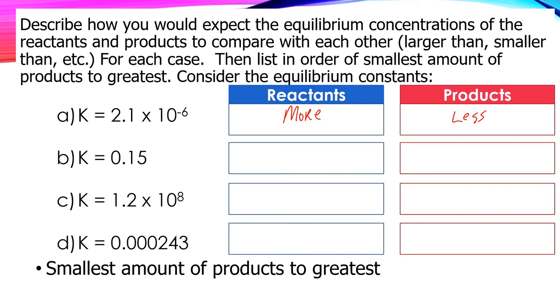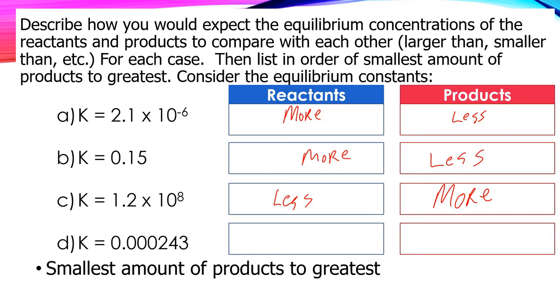Okay, here we have K is equal to 0.15. What do I have more of? Products. Good. What do I have less of? Okay, what about the next one? More products. More products and less reactants, right? What about the last one?